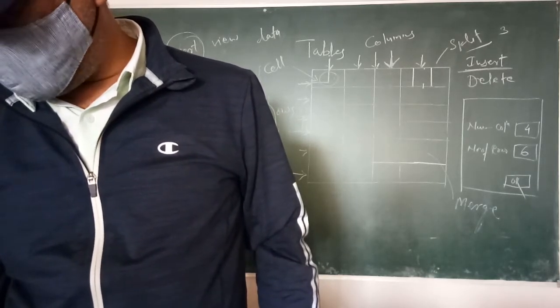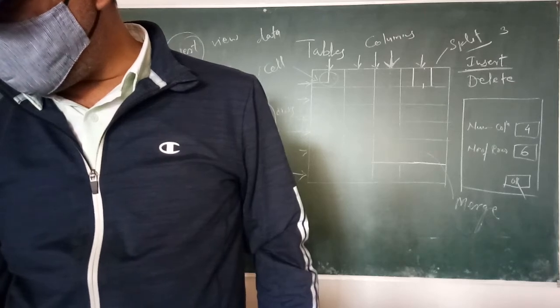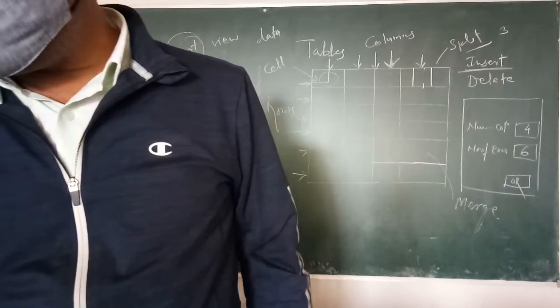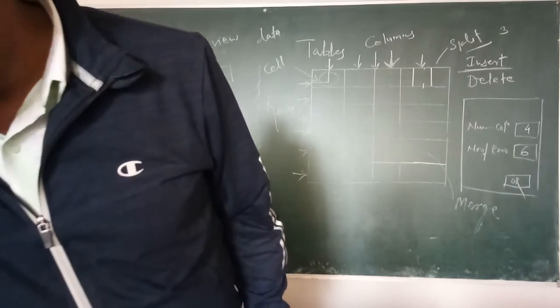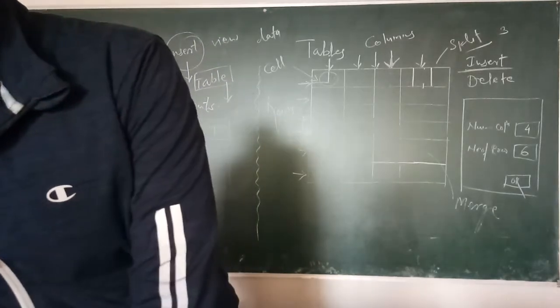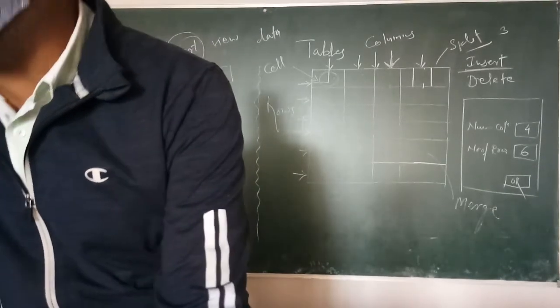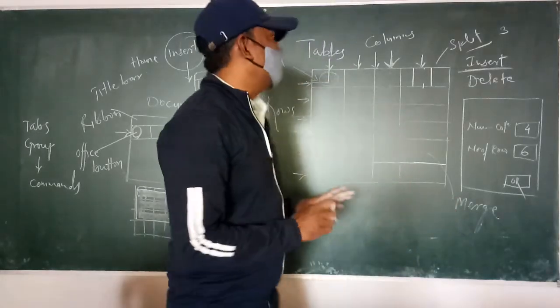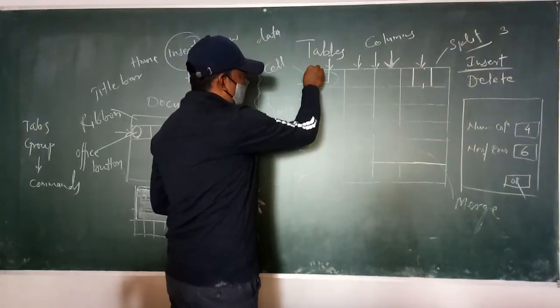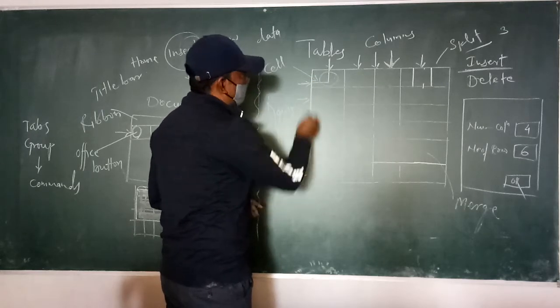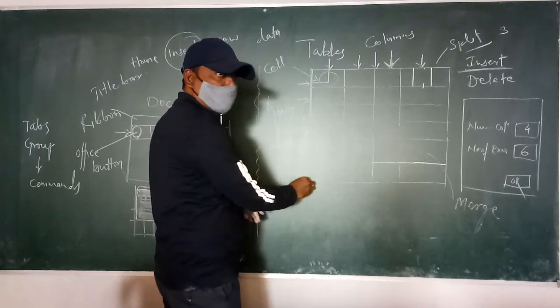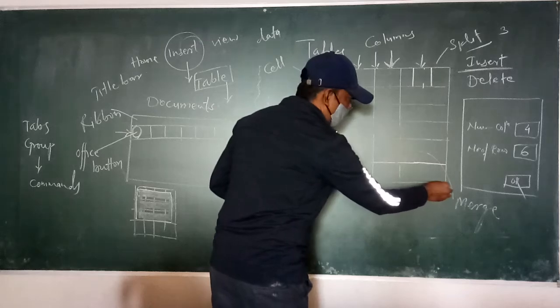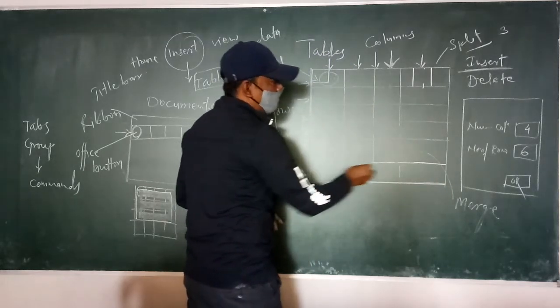On page number 19, you can see at the bottom, adding borders and shadings. By using the border and shading option, you can change the border style of your table. These are the borders. This is the border of the table.